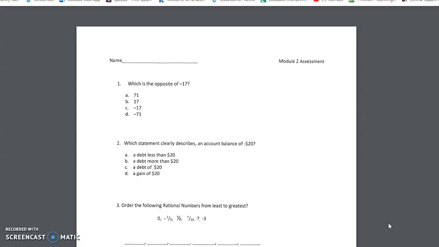Question 1. Which is the opposite of negative 17? Question 2. Which statement clearly describes an account balance of negative $20?